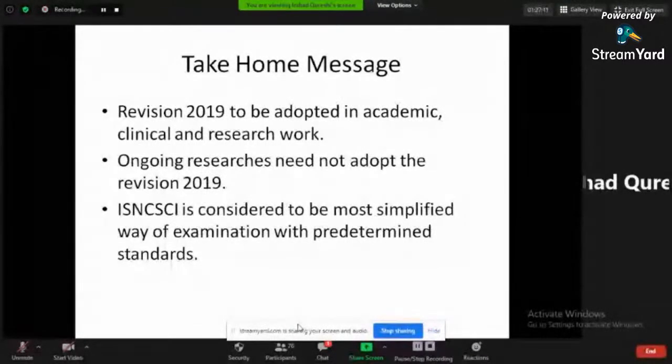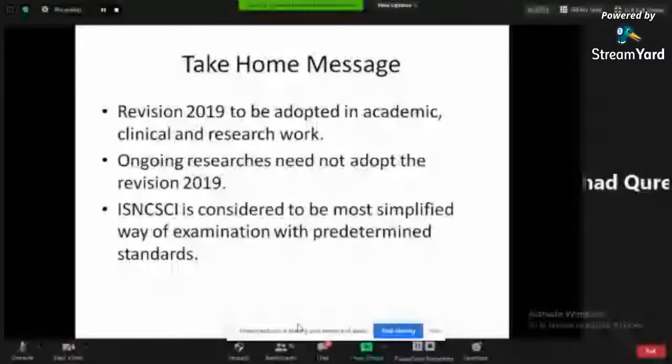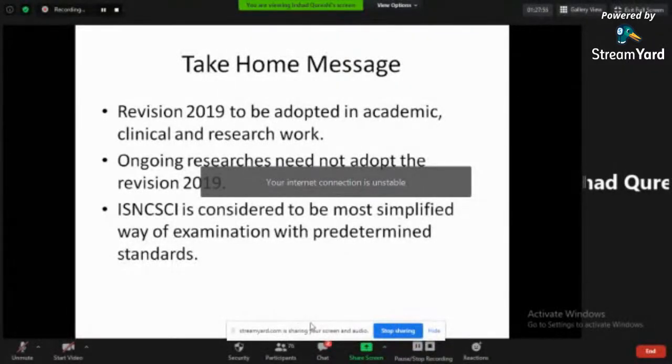Take home message: the revision of 2019 should be adopted in academic, clinical, and research work from here onward. Ongoing research, which was started prior to the revision, can continue, and you can talk about spinal cord injury assessment with anybody anywhere.